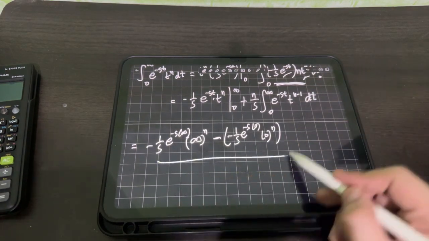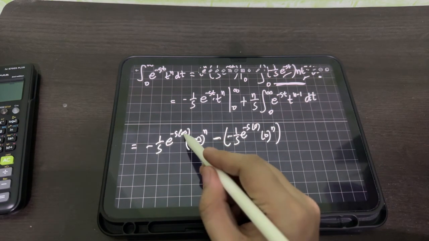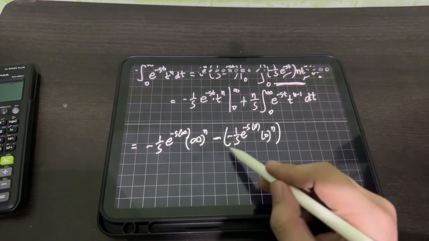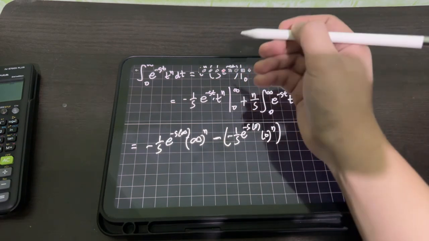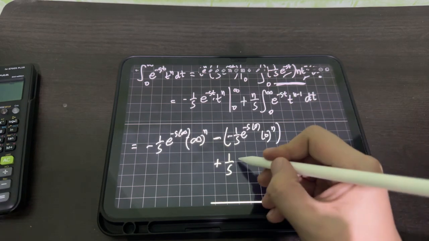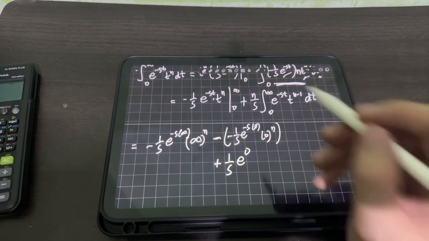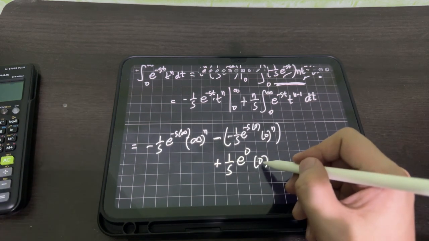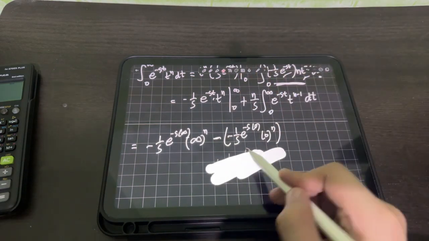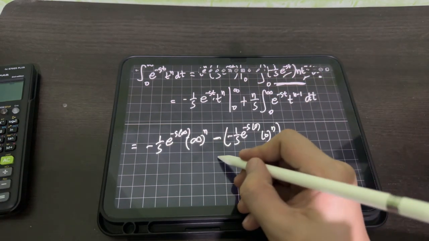So let's analyze this first. We will have negative 1 over s e to the negative s times infinity, infinity to the n, minus, so this will become positive already, right? Because negative times negative is positive. 1 over s e to the negative s times 0, times 0 to the n. Actually, it will be 0 because there is a factor of 0 raised to the n. So no need to simplify this. It will be equal to 0 due to the 0 to the n factor, right?